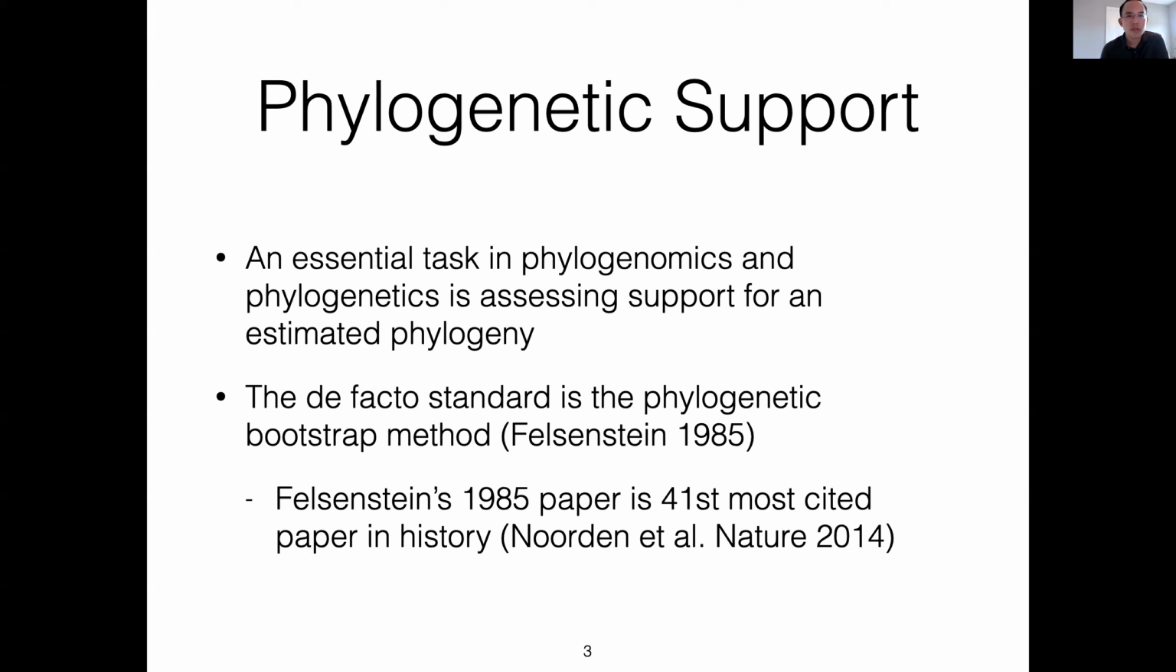And really a de facto standard for trying to assess this is an approach which is referred to as the phylogenetic bootstrap method, proposed back in 1985 by Felsenstein. At this point, this is such a widely used method. It's accrued so many citations. It is now the 41st most cited paper in history.